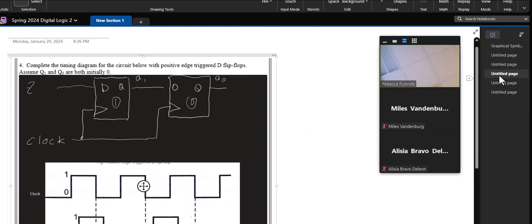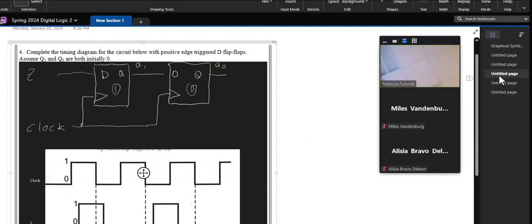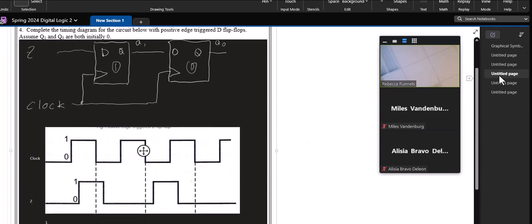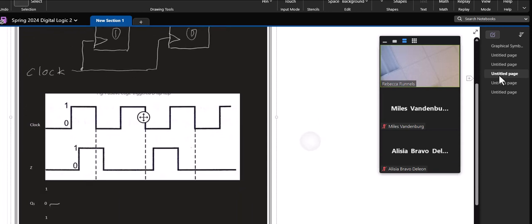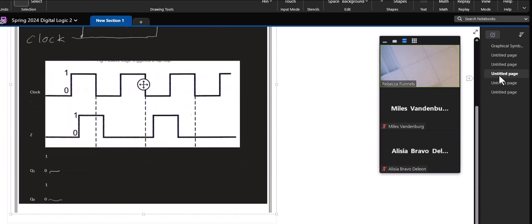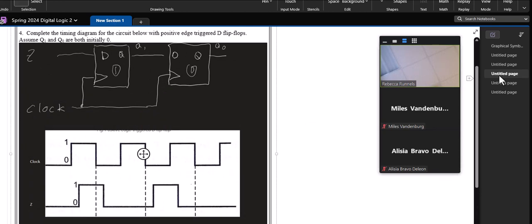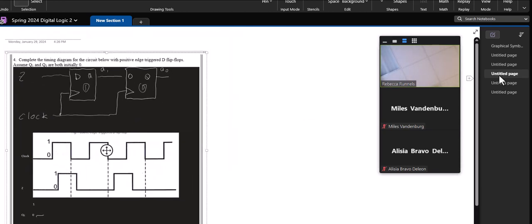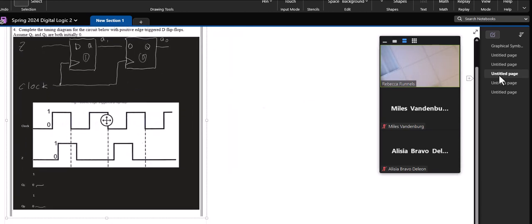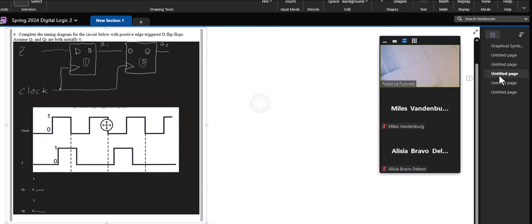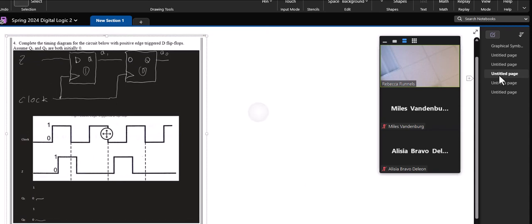Complete the timing diagram for the circuit below with positive edge triggered flip-flops. Assume Q1 and Q0 are initially 0. Okay, so for this one, this is going to be a lot of what y'all are working with this semester, which is sequential circuits. So we have one flip-flop after the other.